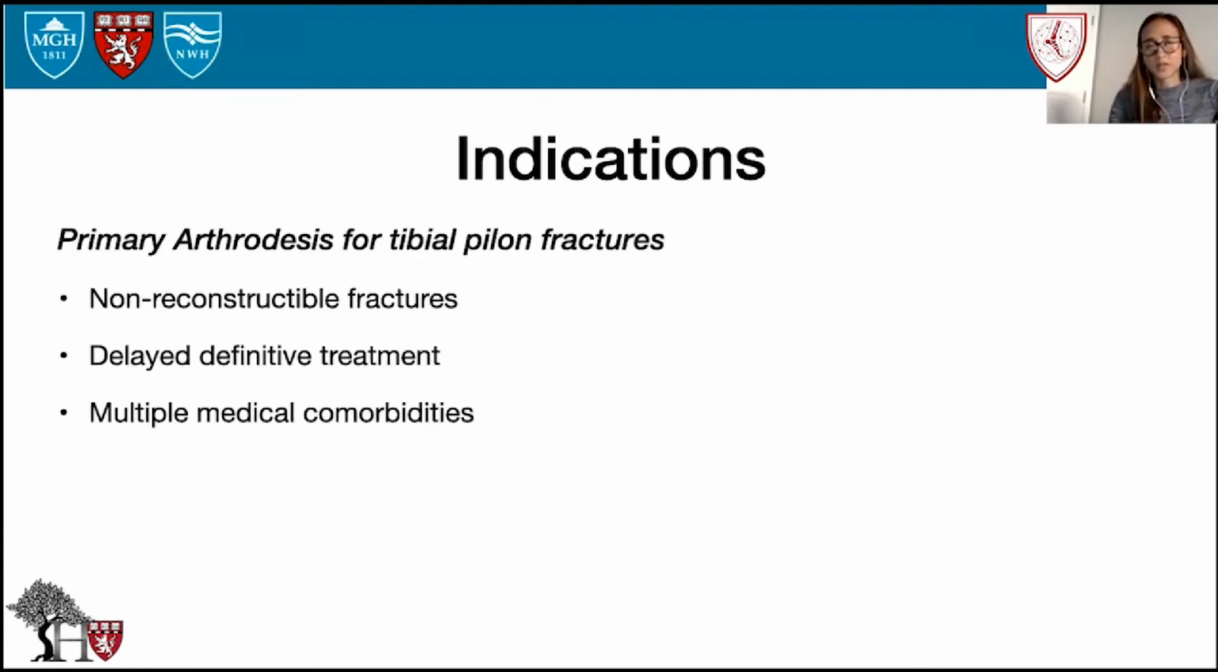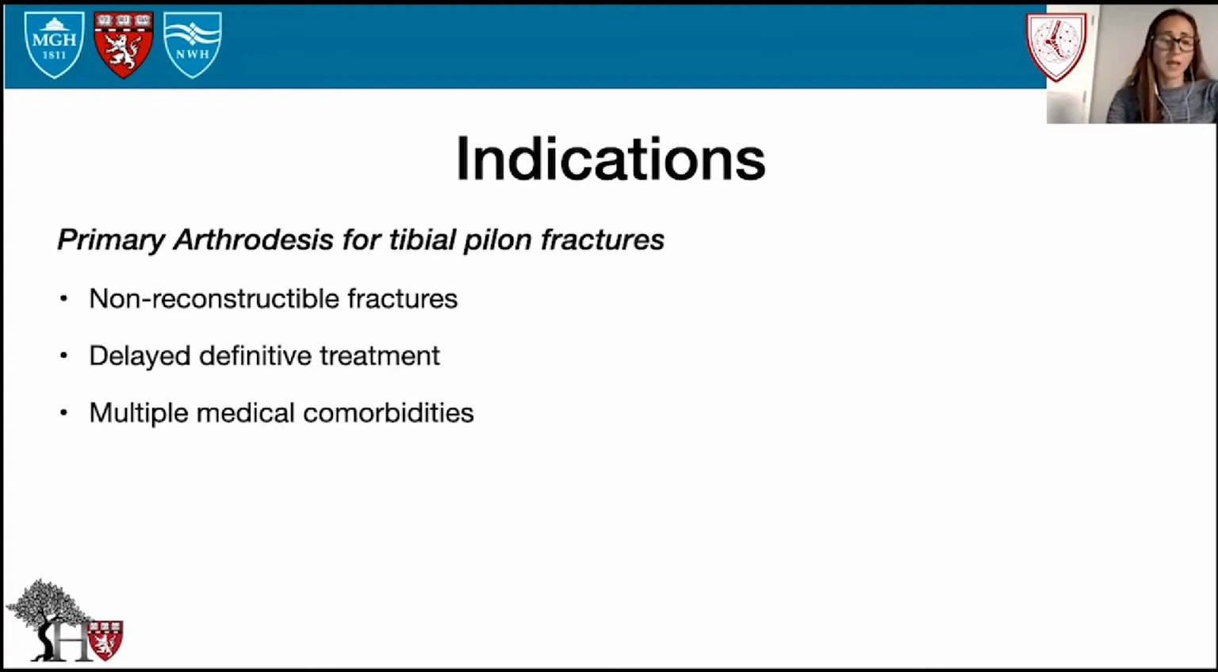Primary arthrodesis for tibial pilon fractures is also one of the main indications for this procedure. These are the cases where we have fractures that are severely comminuted or severe bone loss due to an open fracture. There are other indications for patients with delayed definitive treatment. We see this in patients with polytrauma where it is not possible to do the open reduction and internal fixation until 3 or 4 weeks after the injury.